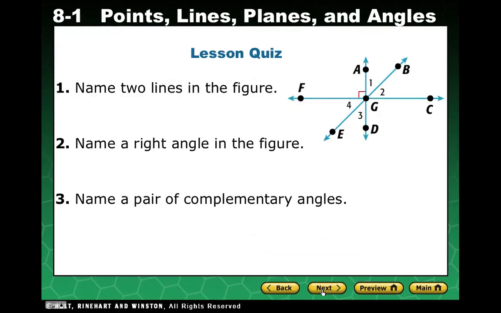Right, here is your lesson quiz, go ahead and copy down the diagram and then answer the questions based on the diagram. And we'll be going over these in class.